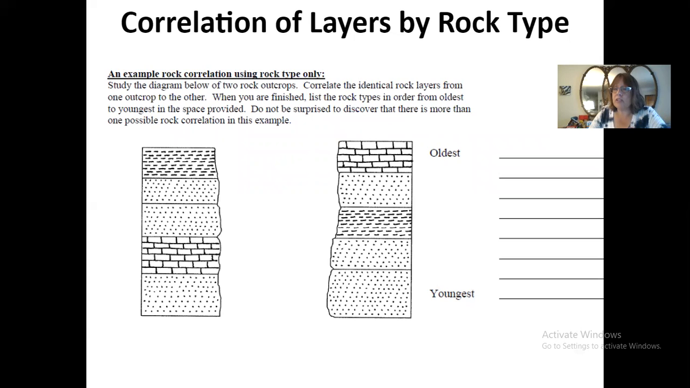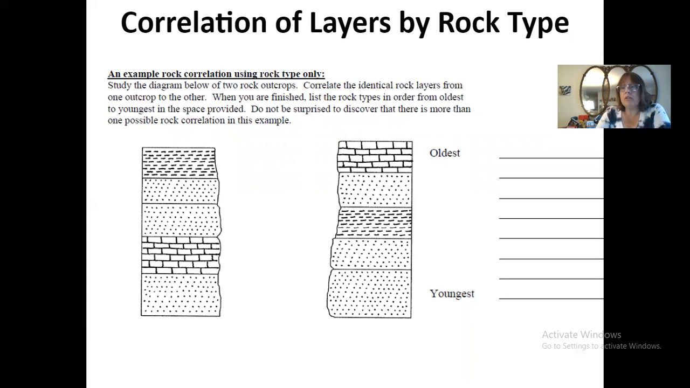And also I'm going to use this as an example as to why just correlating rock types is not the most effective way to correlate rock layers. So here we have two rock columns that contain some shale and some sandstone and some limestone. And we can see that there's 3 layers of sandstone in both of them, 1 layer of shale in both of them, 1 layer of limestone in both of them.